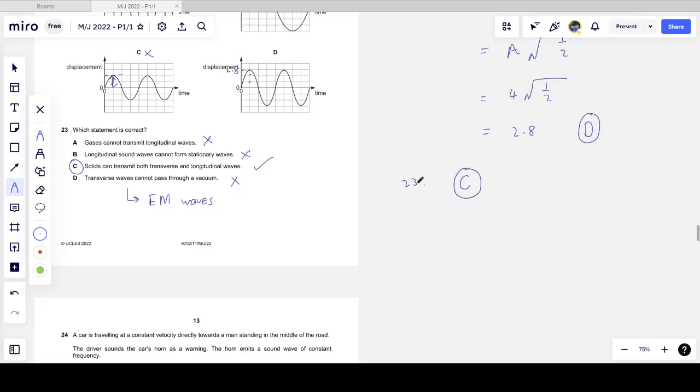So by the process of elimination, we've shown, even if we didn't know, that C is correct. We've eliminated A, B, and D as the incorrect answers, and we're left with option C. So indeed, solids can transmit both transverse and longitudinal waves. But the other options are all false, and so we're left with one that's correct.